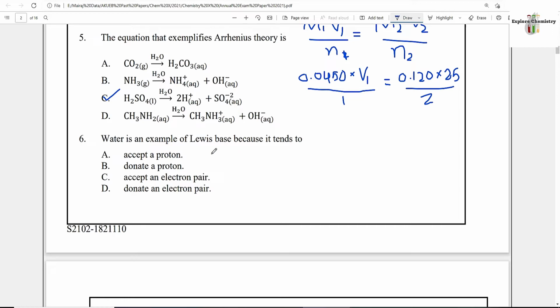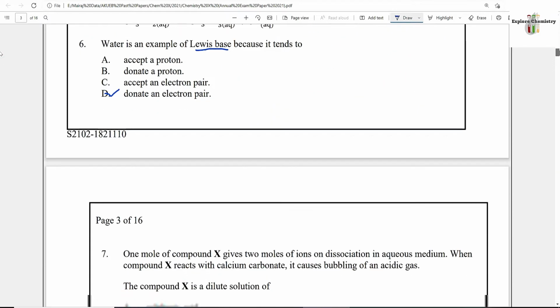Number 6, water is an example of a Lewis base because it tends to. Lewis bases have a lone pair, they will donate the lone pair and will act as a base. So donate an electron pair is the correct answer.